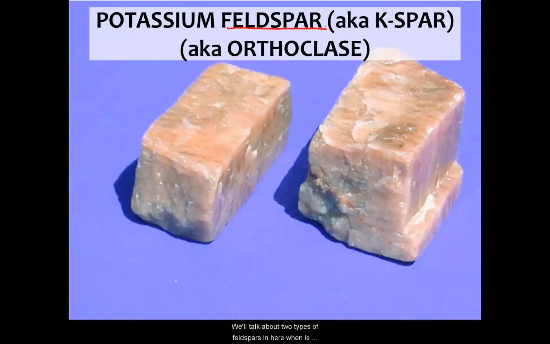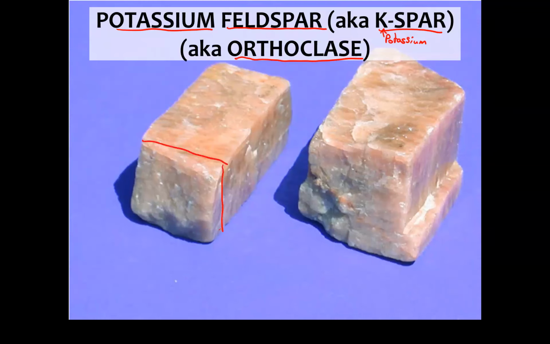We'll talk about 2 types of feldspars in here. One is potassium feldspar. I might call it K-spar because K is the elemental symbol for potassium. You might also call it orthoclase feldspar. It's got this light pink color oftentimes, sort of salmon pink, and it tends to make rectangular prisms with sort of irregular ends to them.